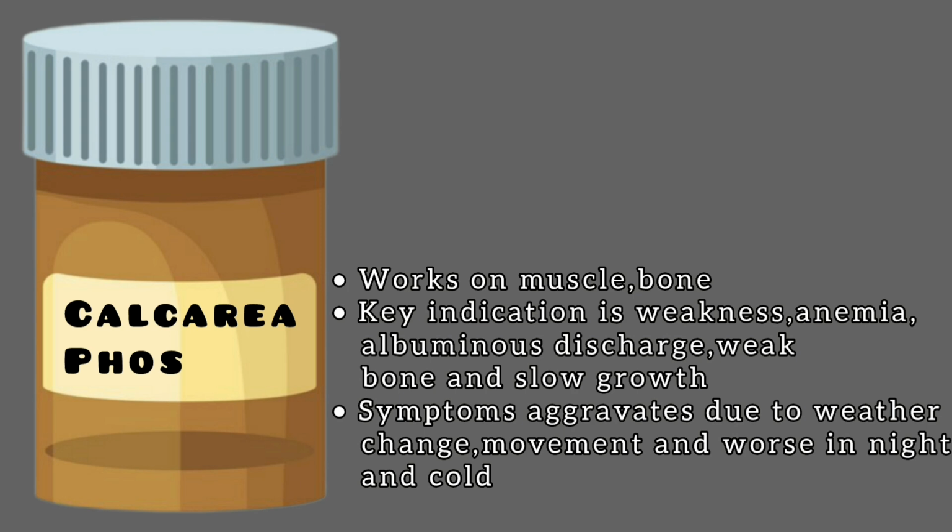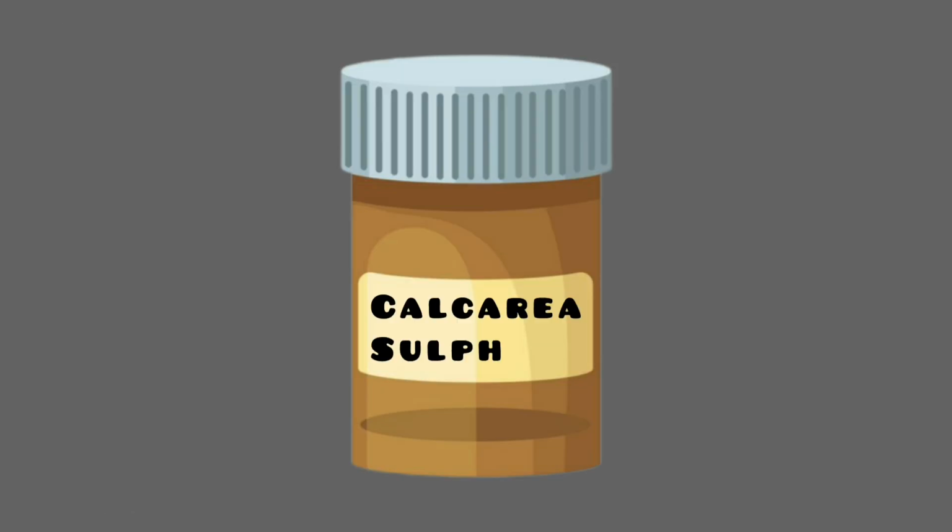Calcarea phos works on muscle and bone. Key indications include weakness, anemia, albuminous discharge, that is an egg white-like discharge, weak bone, and slow growth. Symptoms aggravate due to weather change and movement, and get worse at night and in cold.